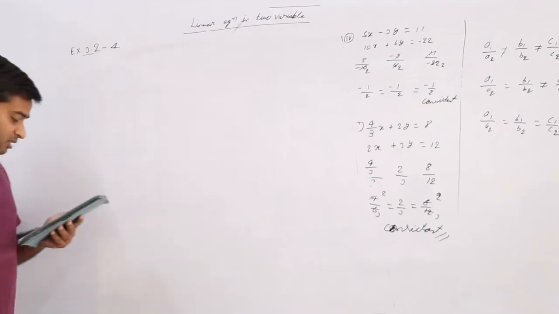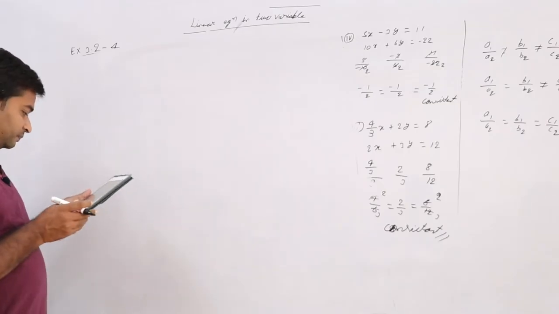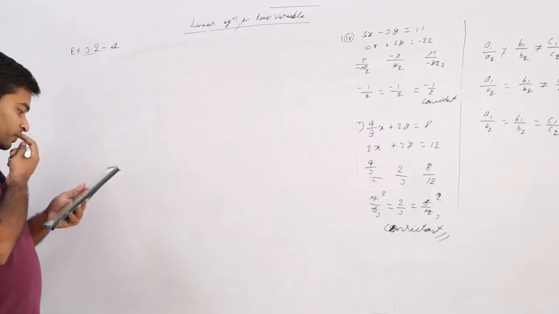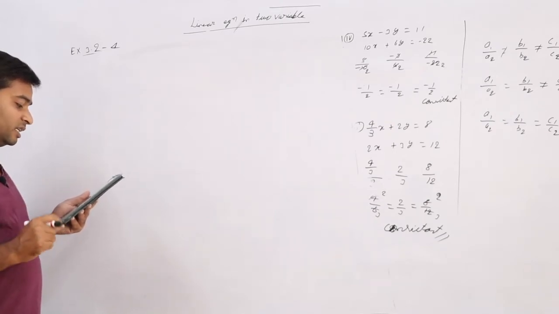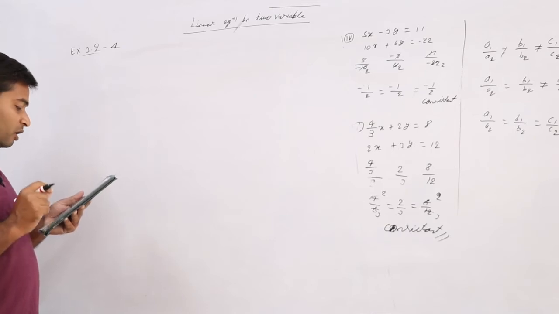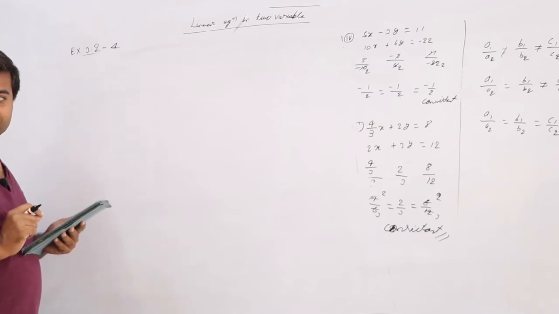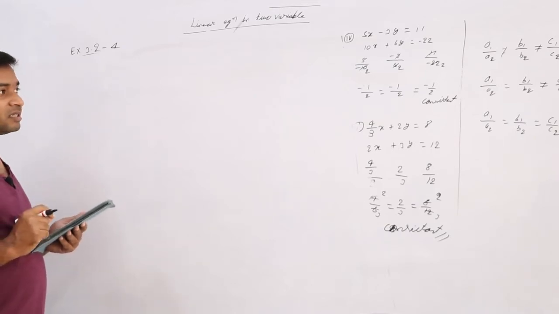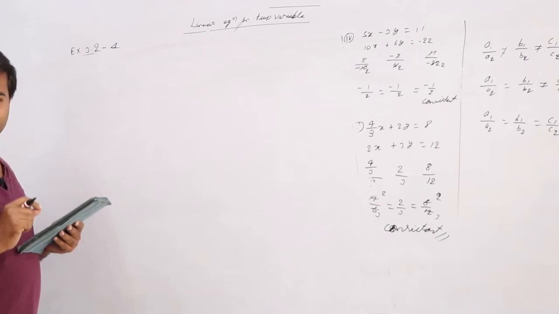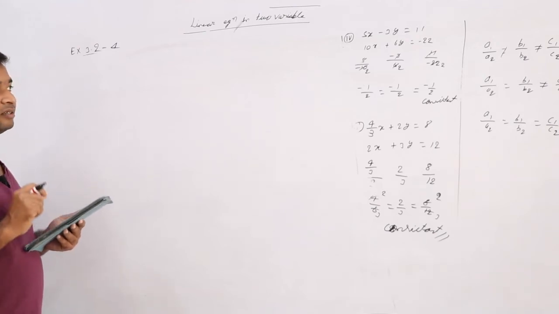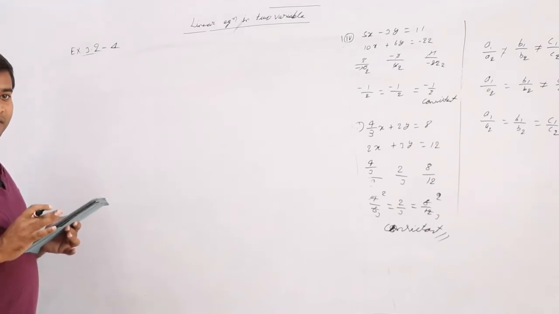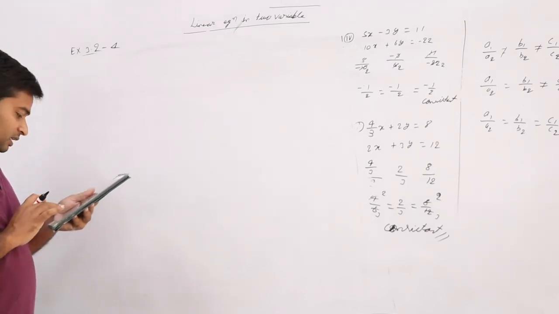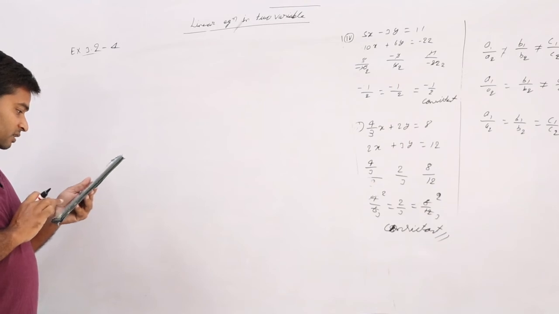Chalo, see question number 4. Which of the following pair of linear equations are consistent or inconsistent? If consistent, obtain the solution graphically. If the question is asking, if consistent, then find the solution graphically, not by solving. Now how should we find it? Graphically, not by solving.